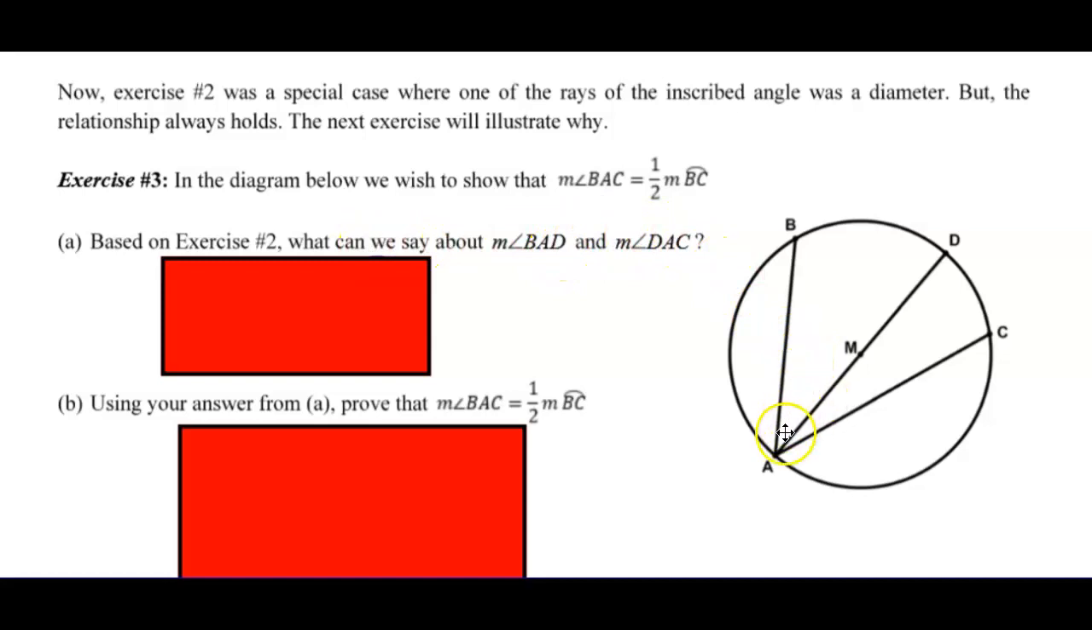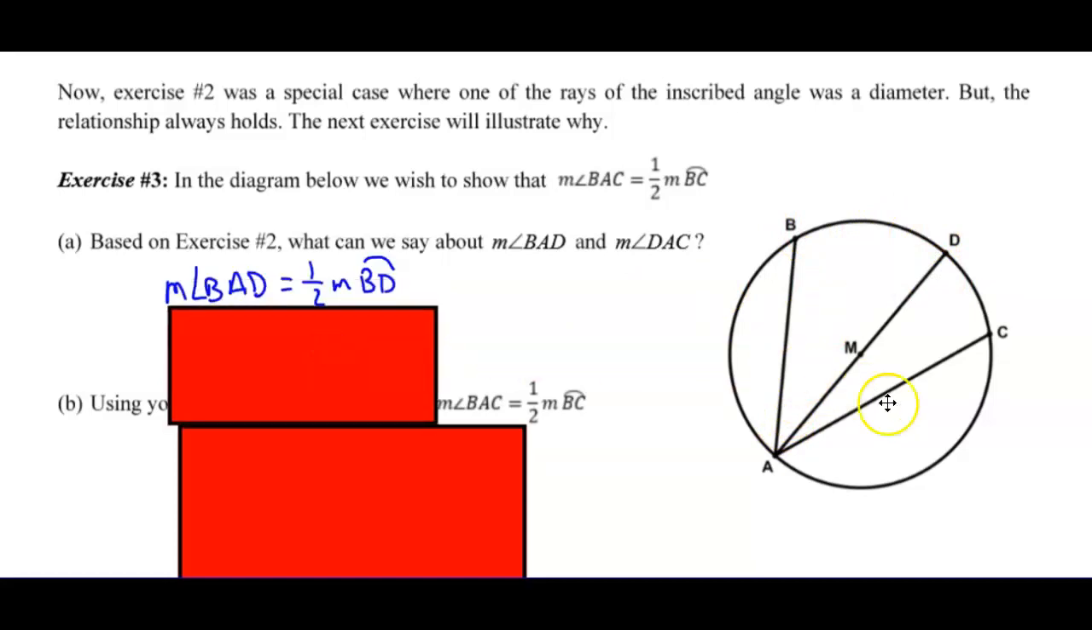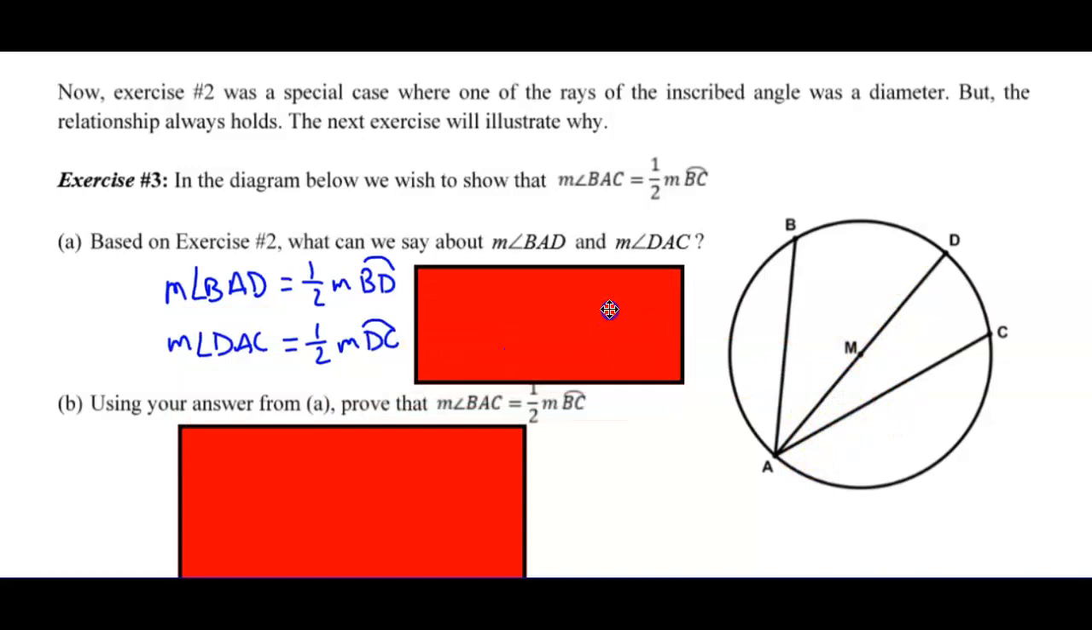Well, angle BAD is an inscribed angle. It's 2 chords. One of them's a diameter, doesn't matter. So because of that, angle BAD has to be half of its arc. And same thing with angle DAC. That's also half of its arc. So we have that established.